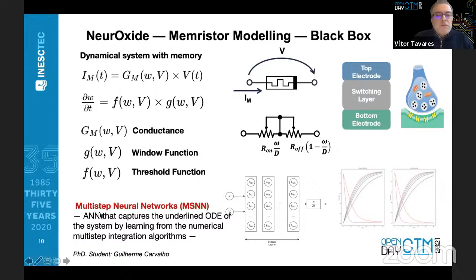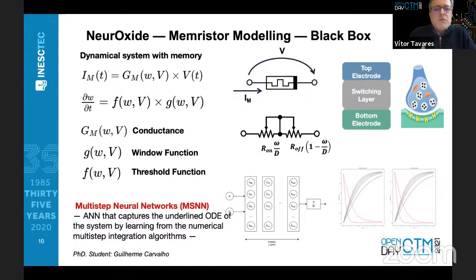And in this case, we have used the multi-step neural networks architecture, or configuration, let us say, which is very recent, and it allows us to capture the underlying ordinary differential equation that governs the response of the device. Here you cannot see it very clearly, but this would be the dynamics from the device itself, and this is what is predicted by the network.